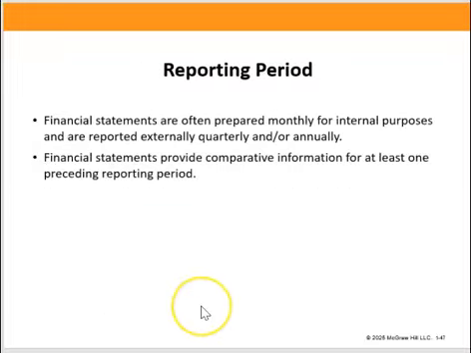The reporting period. Again, you need to make sure that everything that you record is recorded properly. Whether it's a manual system or a computerized system, the date that the transaction happens is the date in which it should be recorded. Therefore, you will have accurate financial information, whether it's on a daily, weekly, monthly, quarterly, or annual basis.